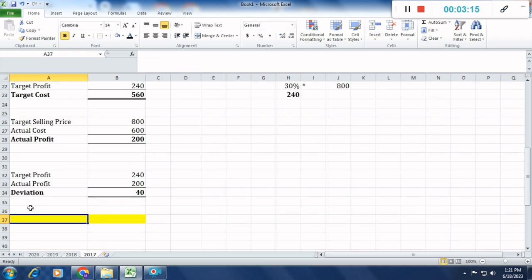So we can state target profit is reduced by rupees 40. So target profit is reduced by rupees 40. This is the answer for this question.